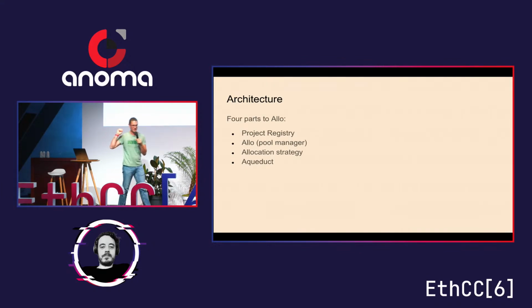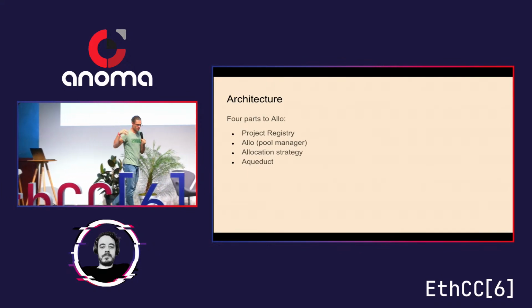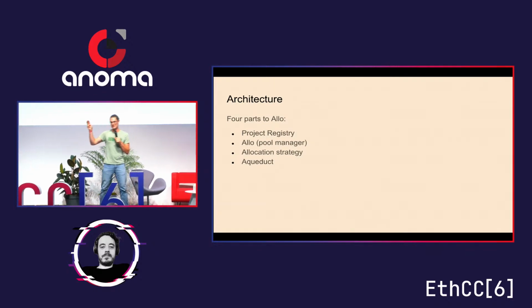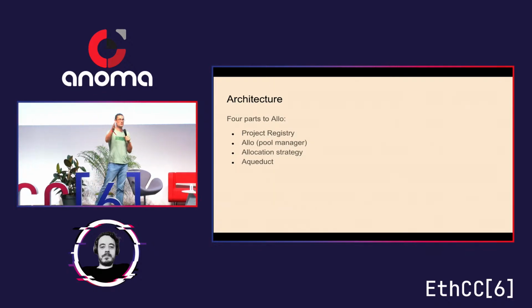The first is the project registry. Next is Allo Core, which is what we call a pool manager. Third is an allocation strategy. This is a contract that you write, right? And then the fourth is an aqueduct.